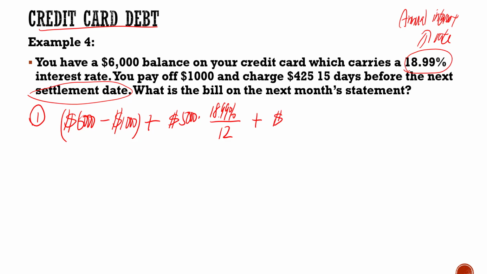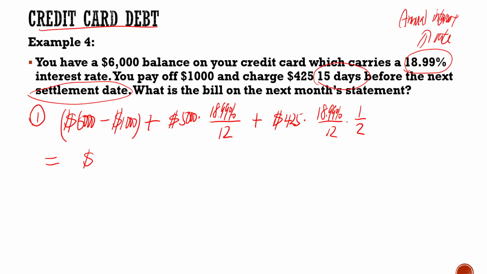So the new charge is $425, and you're still paying half a month of interest because it's 15 days before the next settlement date. So you borrow the money for 15 days, that's half a month. So it's 18.99% over 12 times half. Okay, so we combine all the 3 sources, that's the statement bill on the next month's statement.